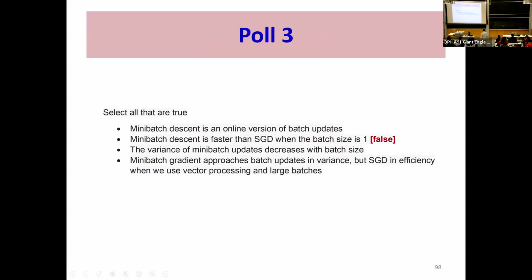Thank you. Right. Mini batch descent is an online version of batch updates as well. When the batch size is 1, it's the same as stochastic gradient descent, right? And then the variance decreases with batch size and approaches batch updates in variance, but SGD in efficiency when we use vector processing with large batches. So which is basically where we want to be.